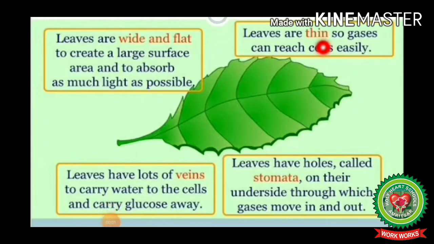Second adaptation is thinness of leaves. Leaves are thin so gases can reach cells easily. Third adaptation is network of veins. Leaves have lots of veins to carry water to the cells and carry glucose away.